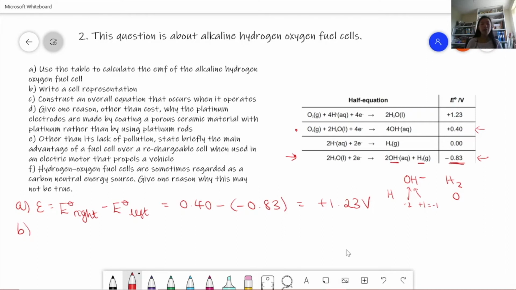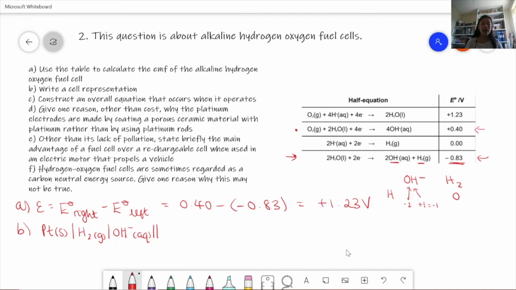And because the OH minus and the H2 are not solids, that means we need to use a solid, so we use platinum. So platinum always goes on the outside as convention. And then we use a solid line because we're changing phases now. And then we have the H2, which is a gas, and then another solid line, the OH minus, which is aqueous. And now we have the salt bridge, which is the two double lines. And now we work on the other equation.